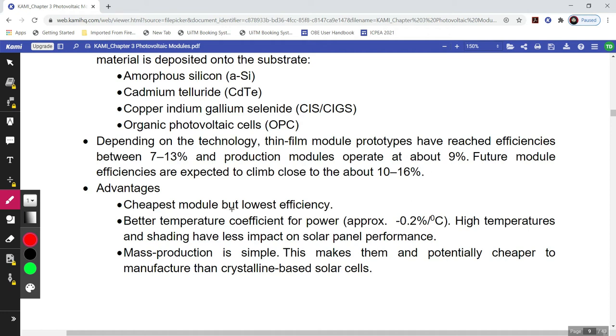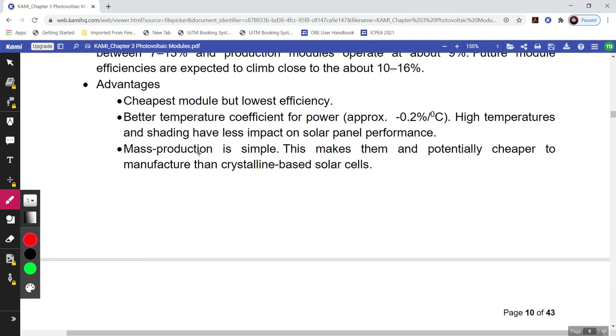Advantages: cheapest module but lowest efficiency. However, better temperature coefficient for power, which is the power only drops minus 0.2% per degree Celsius. High temperature and shading have less impact on the solar panel performance. The mass production is simple. This makes them potentially cheaper to manufacture than crystalline-based solar cells.